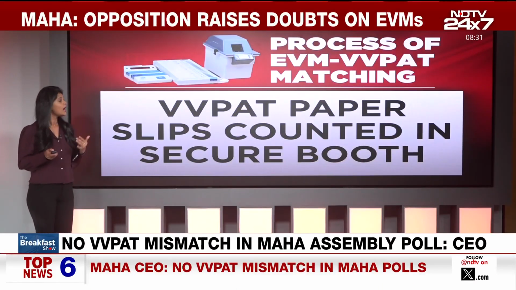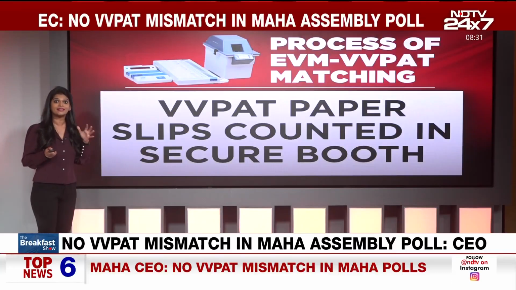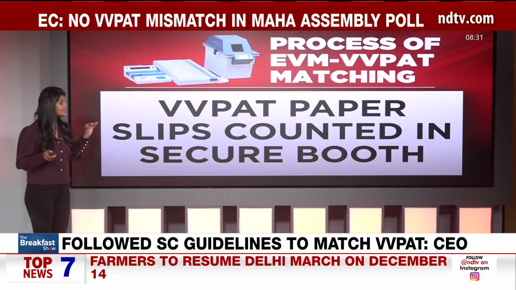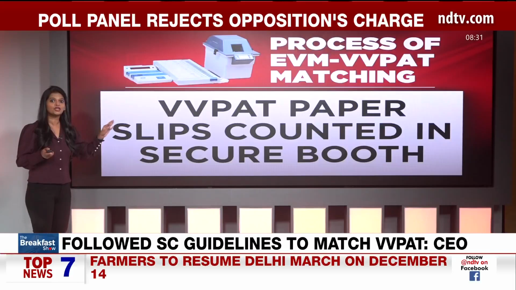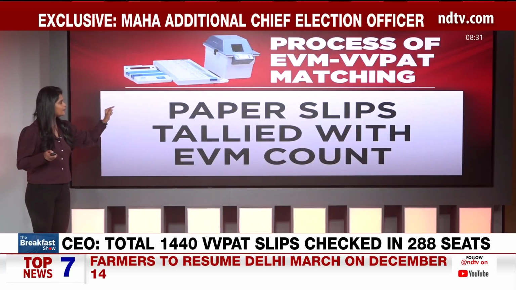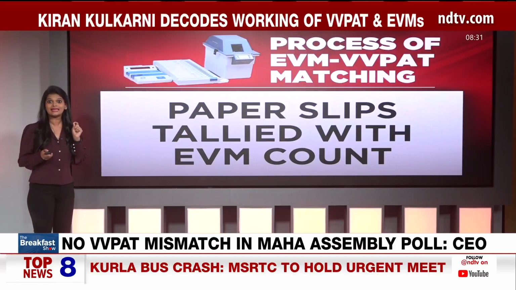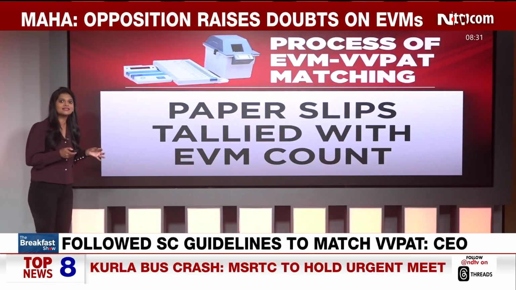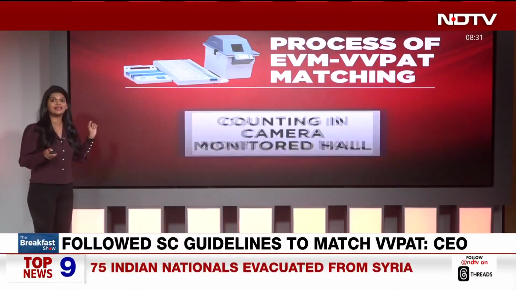The counting of VVPAT paper slips is conducted inside a secure booth. So, inside a secure VVPAT counting booth in the counting hall. After that, paper slips are tallied with the EVM count. So, there has to be a matching happening. So, therefore, once the slips are counted, it is tallied with the EVM count.